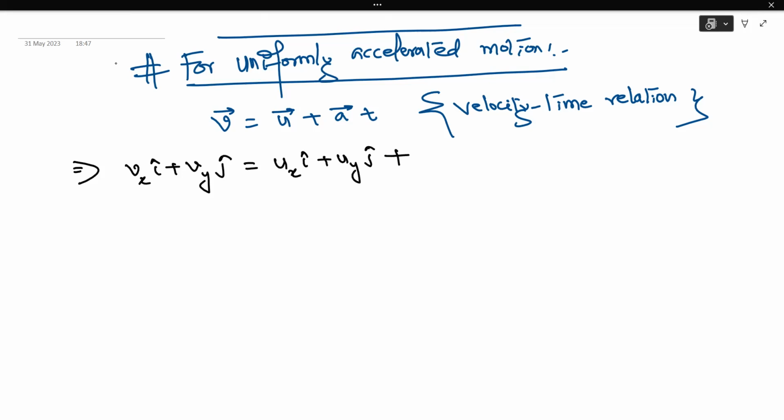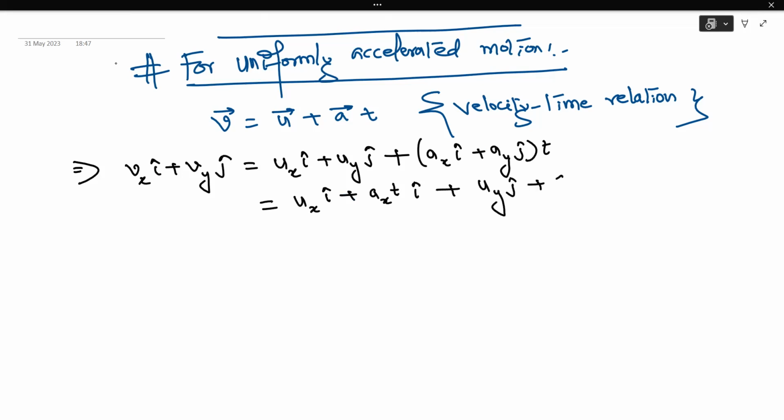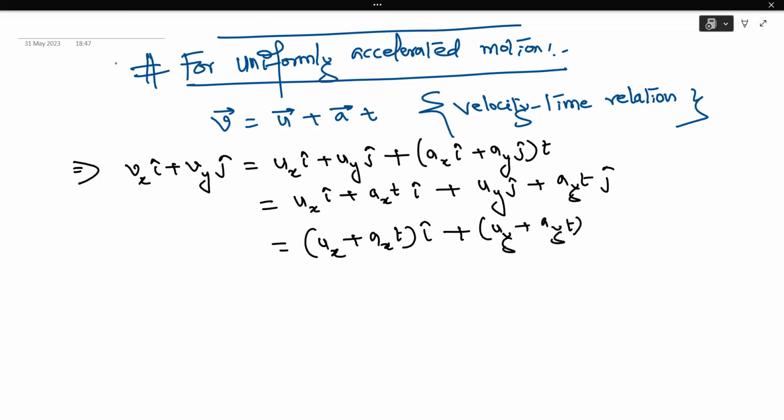In place of acceleration, we can write Ax i cap plus Ay j cap into t. So if we break it, what will we get? We get ux i cap plus ax into t i cap plus uy j cap plus ay into t j cap. Yes or no? So if you collect the terms, it will be ux plus axt into i cap plus uy plus ayt into j cap.